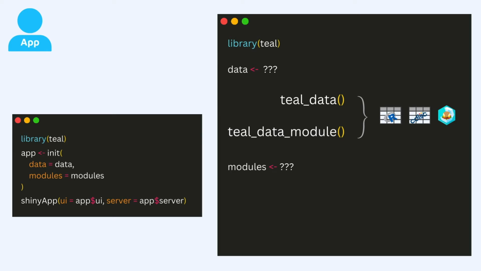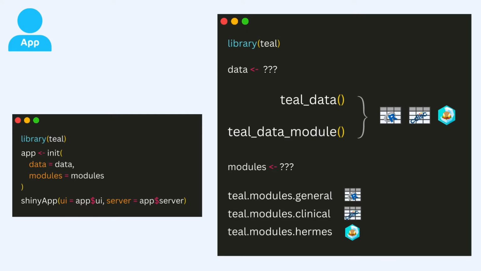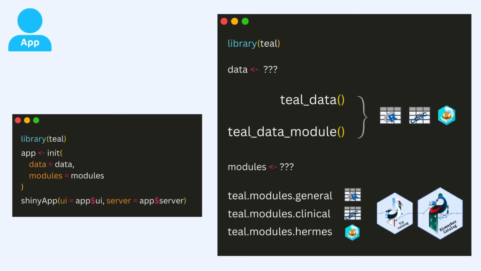When it comes to modules, you can use the modules from a growing repository of Teal modules provided in these packages. Teal modules general for general modules to explore data, Teal modules clinical for modules specific to CDISC data, Teal modules Hermes for modules that analyze multi-assay experiment objects. We recommend going through the TLG catalog and biomarker catalog, which showcases the use of the modules from these packages in practical scenarios.